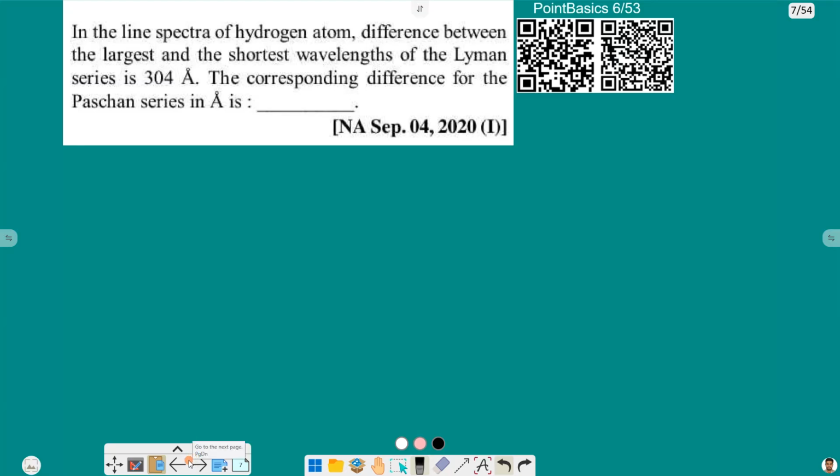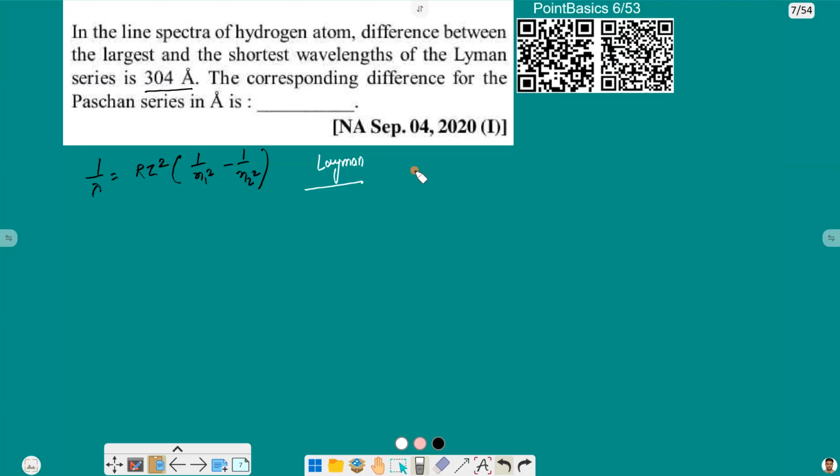In the line spectra of the hydrogen atom, the difference between the largest and the shortest wavelength of the Lyman series is 304 angstrom. The corresponding difference for the Paschen series will be? So we know that for hydrogen or a hydrogen-like element, 1 by lambda is equal to R Z square times 1 by n1 square minus 1 by n2 square. This is the expression. Now for the difference between the largest and shortest wavelength for the Lyman series, let us do the calculation for the Lyman series first.